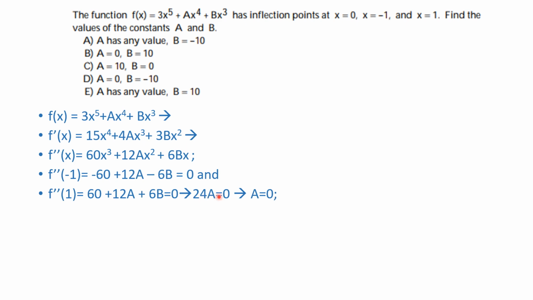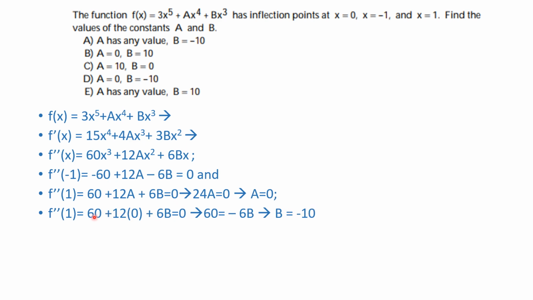So that means 24a equal to 0 implies a equal to 0. So that is the first coefficient. Let's look for the second coefficient. F double prime of 1 equal to 60 plus 12 multiplied by 0 plus 6b equal to 0. This implies that 60 equal to negative 6b, and that implies b equal to negative 10.